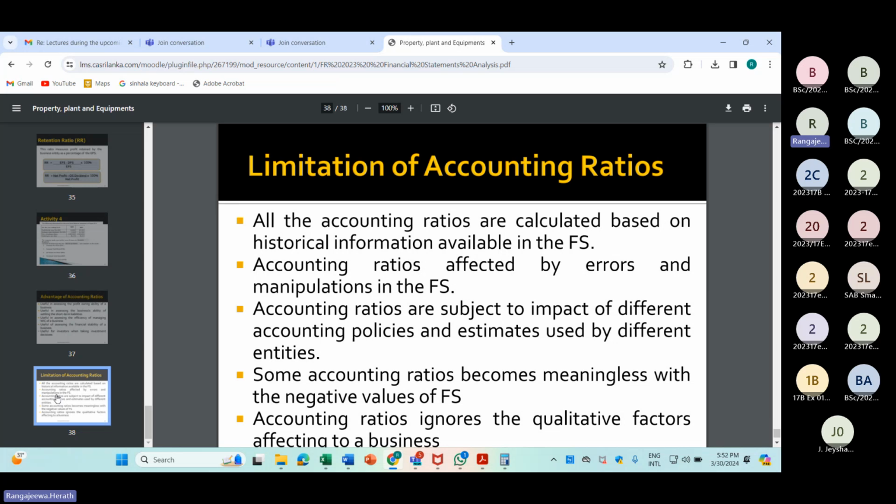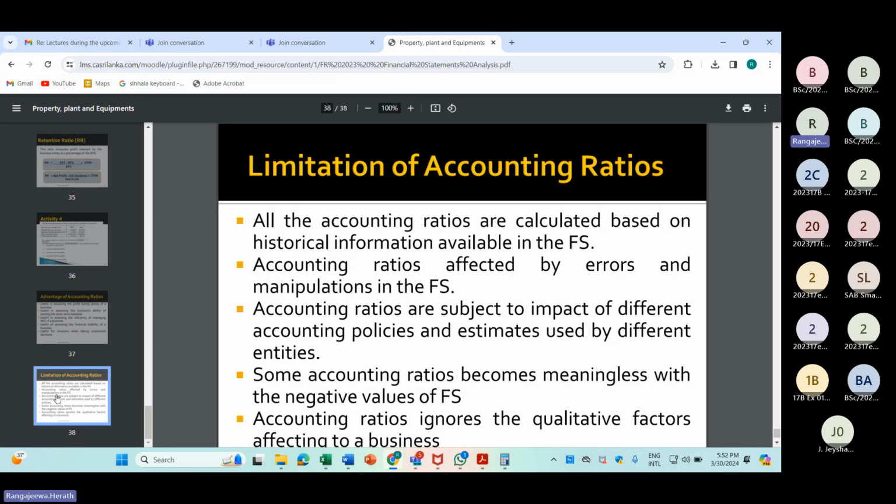Then if something went wrong in the financial statements, if they contain errors or are intentionally manipulated, overstating profit, understating liabilities or something like that, ratios are adversely affected by those manipulations. Then different organizations may use different accounting policies, different accounting estimates, judgments. So ratios are affected by these judgments, different accounting estimates and policies, which is also a kind of limitation.